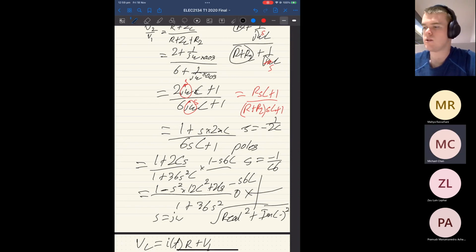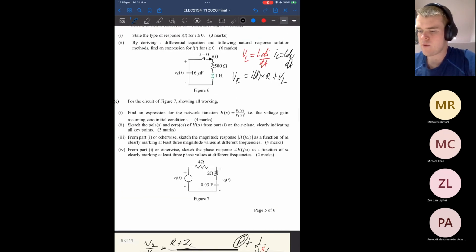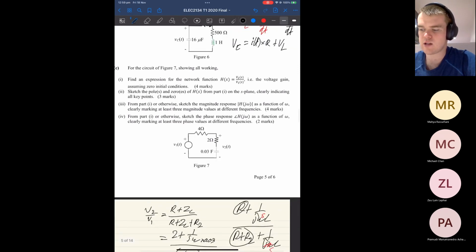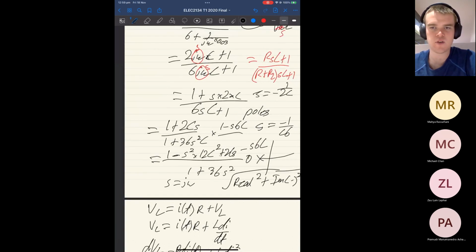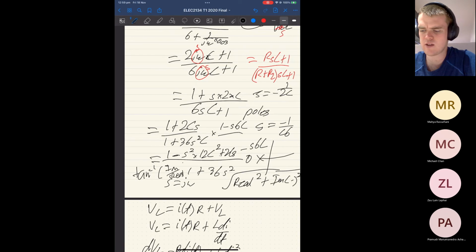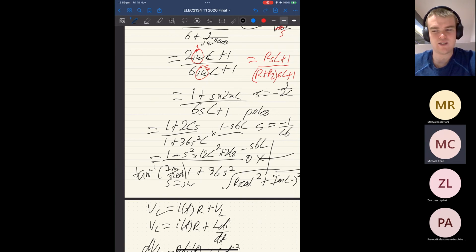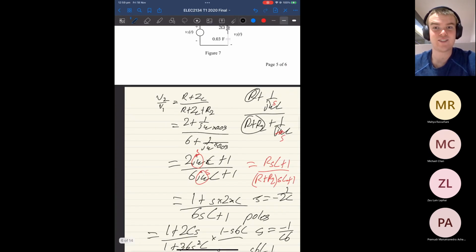Yep, it's all good. Yeah, cool. Then for part 1, otherwise sketch the phase response as a function of omega, clearly marking at least 3 phase values at different frequencies. And so once we have this expression, we can just get the phase response by doing the tan inverse of the imaginary part on the real part. I think that's what it is. Don't quote me on that. But yeah, I think so. Hopefully that's right.